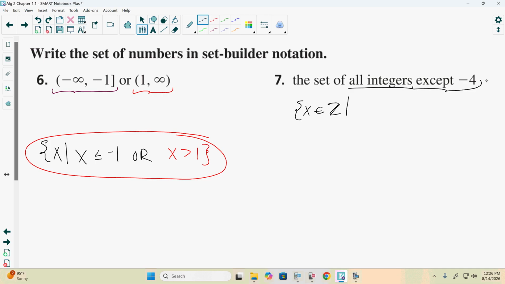So we're saying X could be anything but -4. So what can X not equal? Not equal negative 4. It's saying it's everything, all our counting numbers, positive, negative counting numbers, except for -4. We don't include that one. So X is not equal to -4.